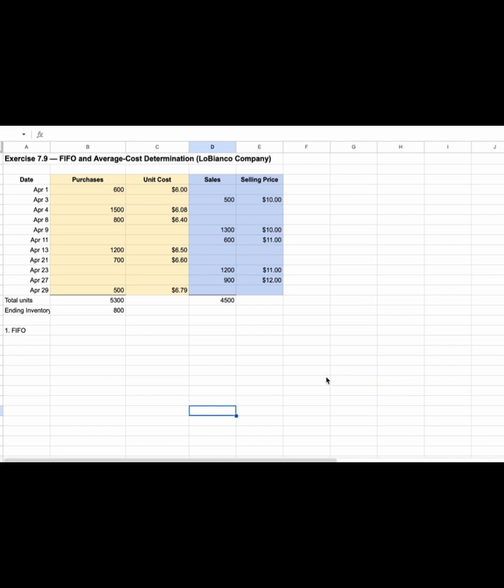First, I entered all the April transactions. On the left we have the purchases and on the right the sales. Notice that total purchases are 503,000 and the total sales are 4,500 units. So we have 800 units remaining in the ending inventory.